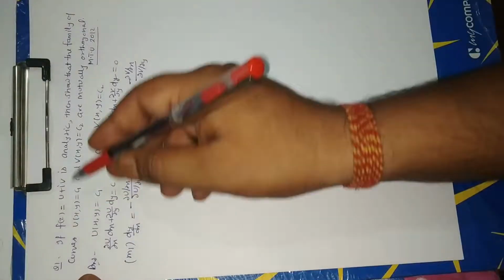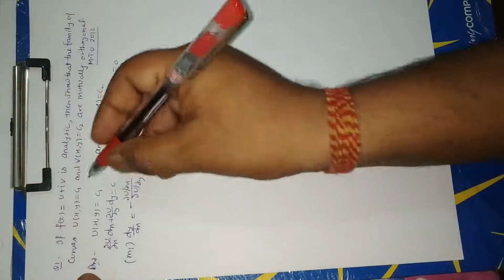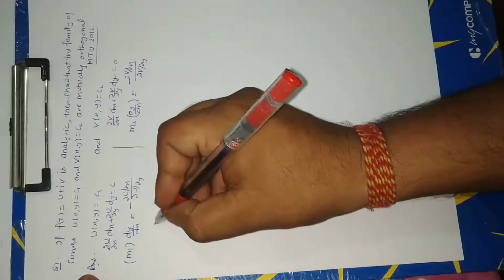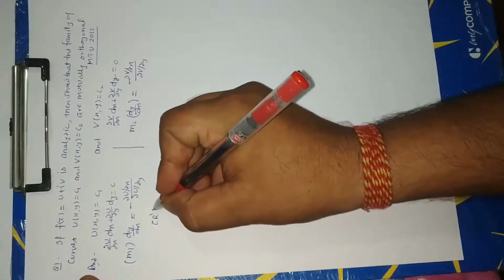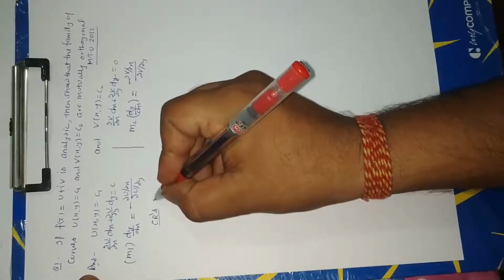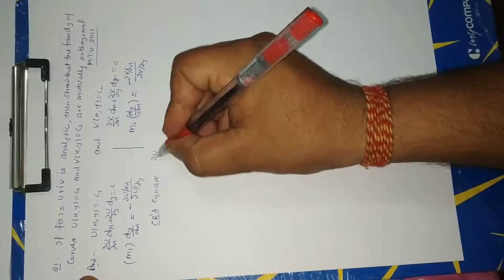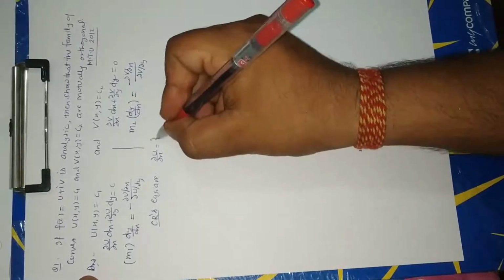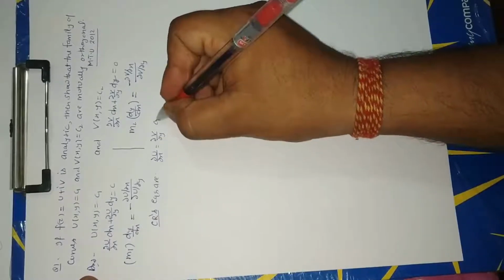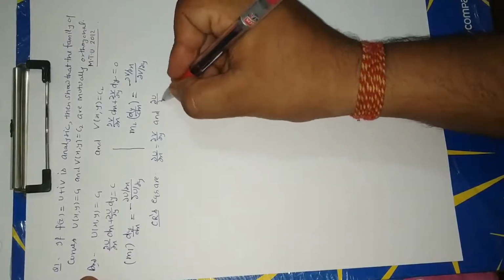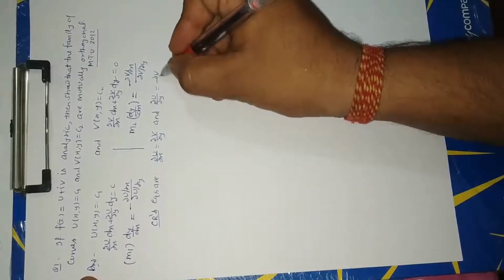We know that f(z) is analytic, then this function holds the CR equations. What are the CR equations? The CR equations are ∂u/∂x = ∂v/∂y and ∂u/∂y = -∂v/∂x.